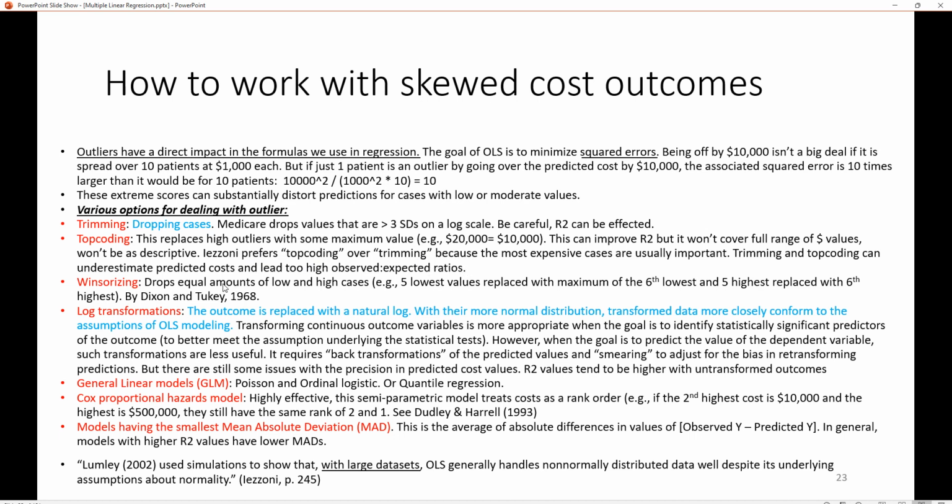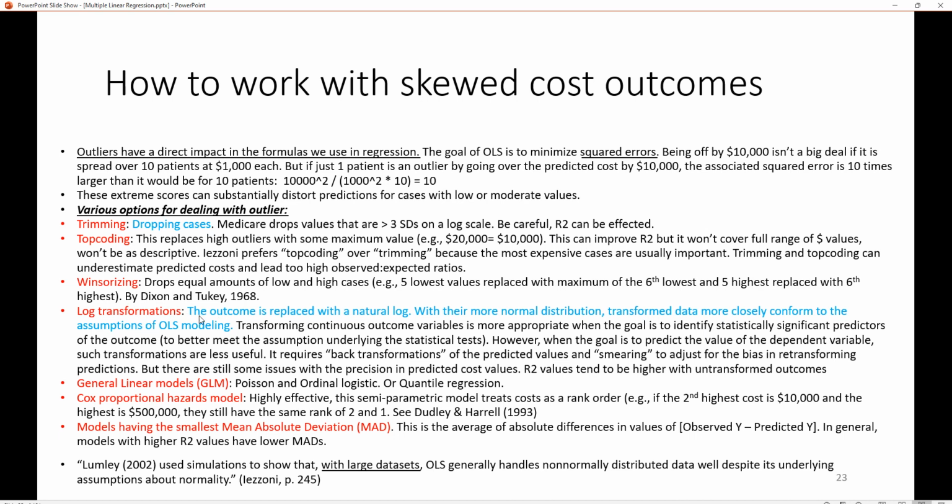Trimming and top coding can underestimate predicted costs and lead to high observed expected ratios. So if you're working with the observed expected ratio, that could give you higher than expected values. And then another option is Winsorizing, and that drops equal amounts of low and high values. So you would top code on one end and bottom code on the other.